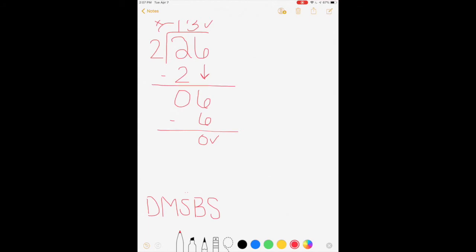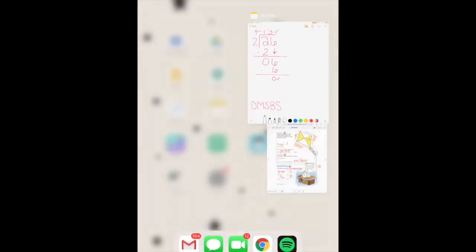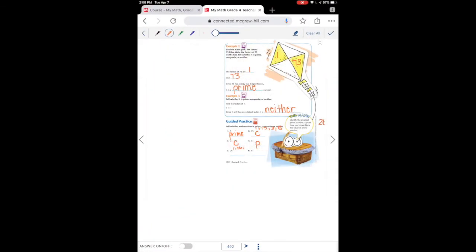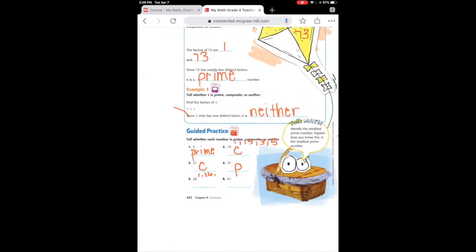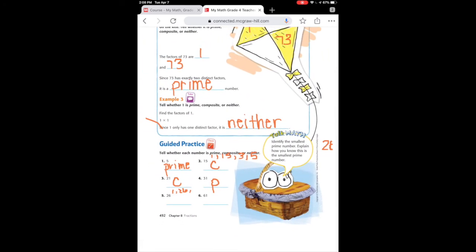So is 26 divisible by 13? Yeah, 2 times 13. So 26 has more than just 1 and 26 as its factors. So it is a composite number.